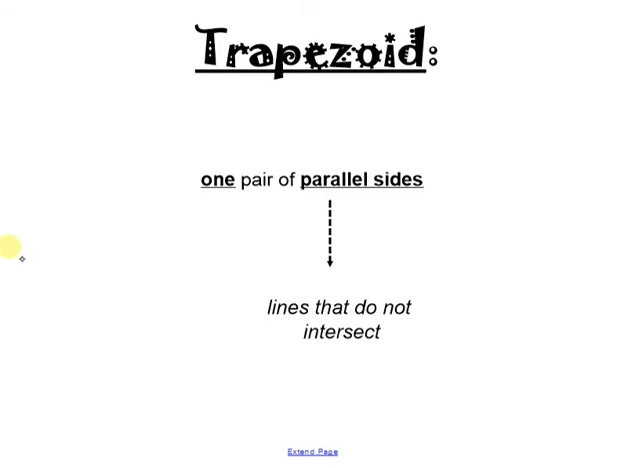Okay, now for trapezoid, there are 2 different types of trapezoids, but there is also a general definition for trapezoids. So a trapezoid, by the way, is not a parallelogram. It just has one pair of parallel lines, okay? One pair of parallel lines.